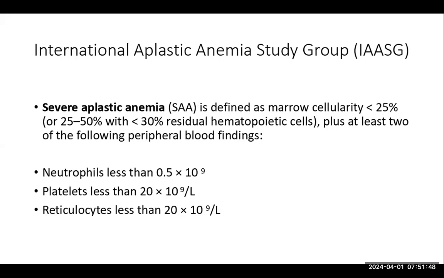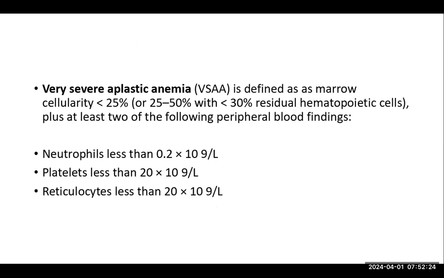So the International Aplastic Anemia Study staged aplastic anemia as severe when the marrow cellularity is less than 25%, plus at least 2 of the following peripheral blood findings: neutrophils less than 0.5 × 10⁹, platelets less than 20, and reticulocytes less than 20. The index patient had neutrophils less than 0.1, but she had a platelet count greater than 20,000.